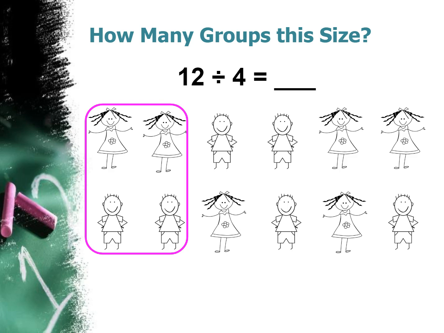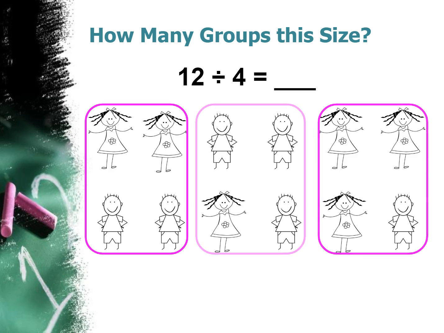One group of 4 would be 4, 2 groups of 4 would be 8, and 3 groups of 4 would be 12. I kept making groups of 4 until all of the children were in groups, and I can see that there are 3 groups. So 12 divided by 4 is 3. This strategy, called repeated subtraction, works for larger numbers too.